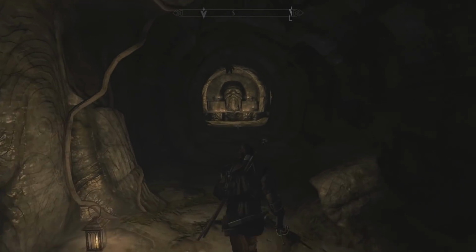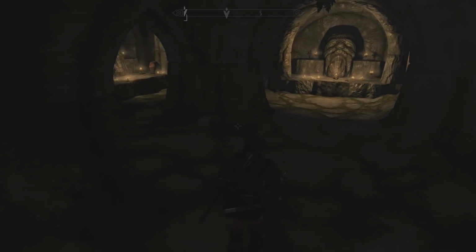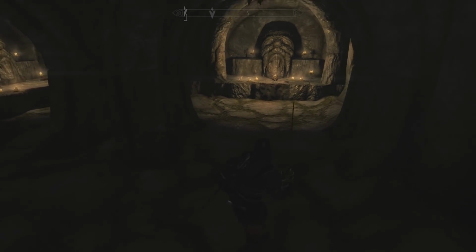All right, let's keep our eyes open for traps. There were a lot of traps up above.